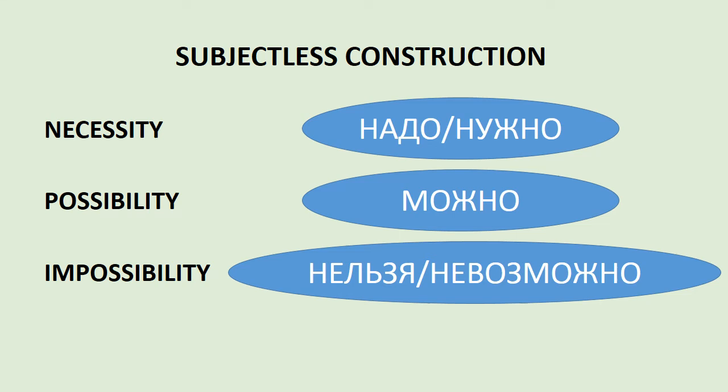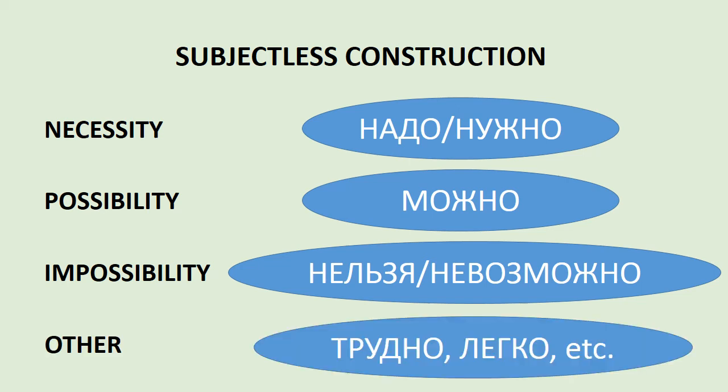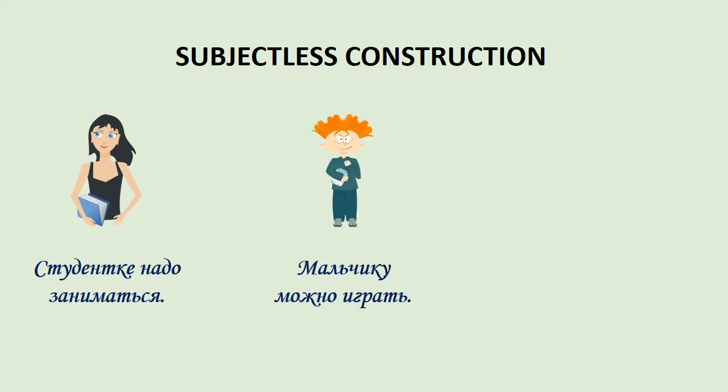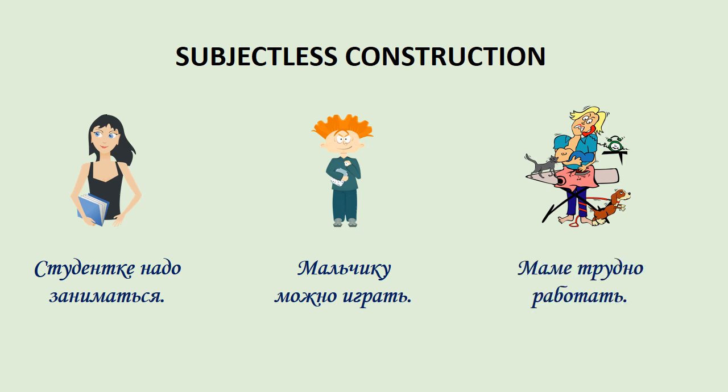Note that there is a difference between these two. We use нельзя if you're not allowed to do something, and невозможно if it's impossible to do it. Some other subjectless constructions use words such as трудно, легко, etc. So let's look at some examples. Студентке надо заниматься. Мальчику можно играть, not that he looks particularly playful. Маме трудно работать.